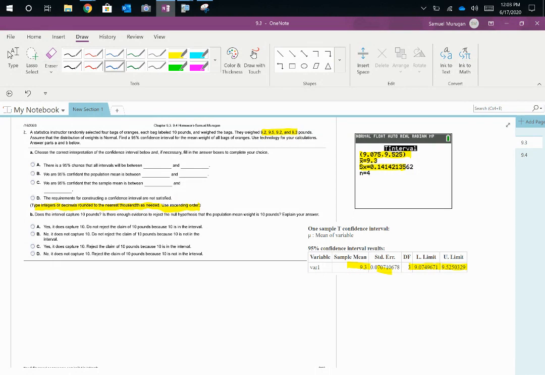Now, when you write the answer here, remember you're always using the word population. So we are 95% confident that the population mean is between 9.075 and 9.525. Now, the question continues, does the interval capture 10 pounds? So 10 pounds is not between 9.075 and 9.525. Okay, so no, it does not capture. Reject the claim of 10 pounds because 10 is not in the interval.